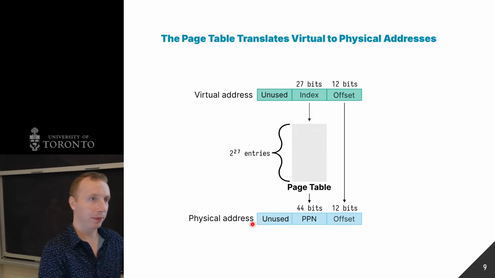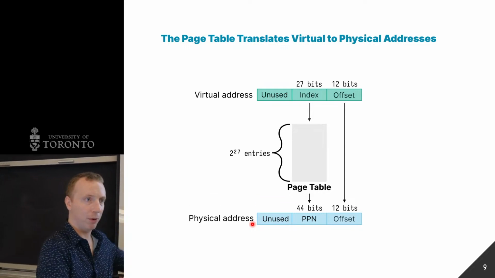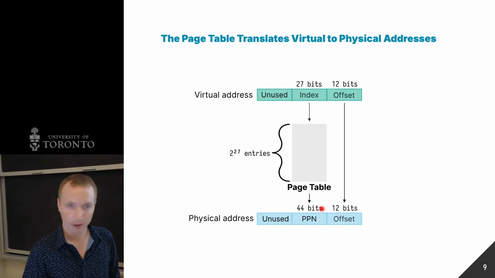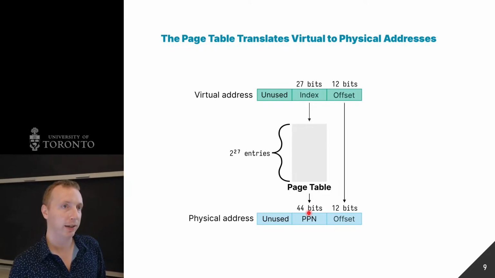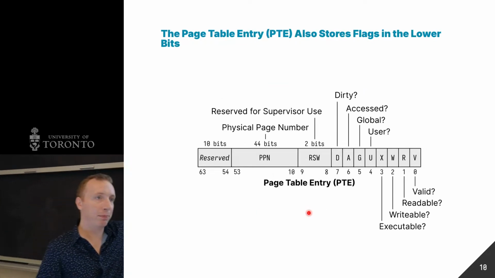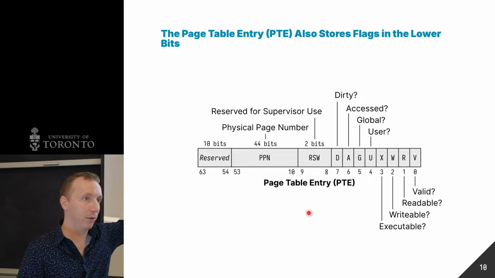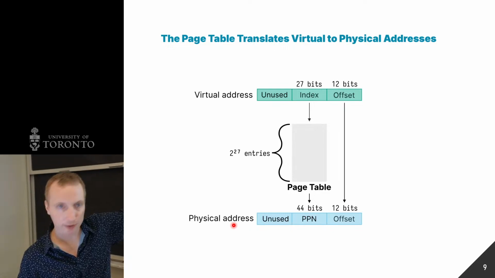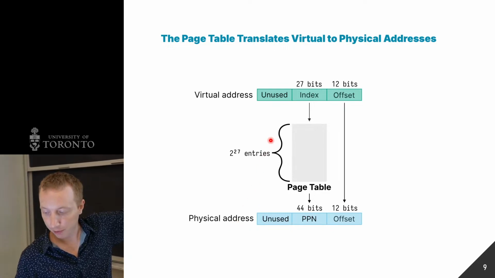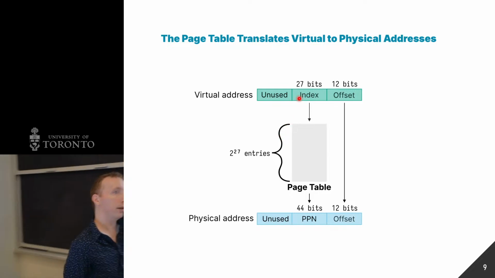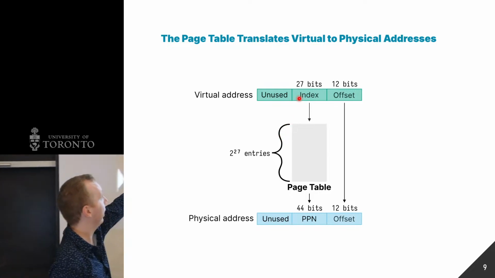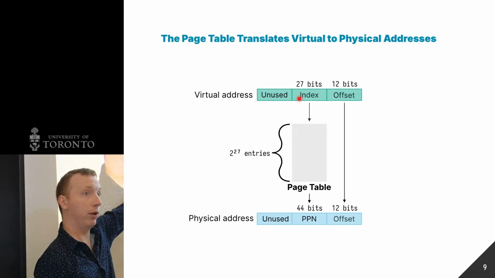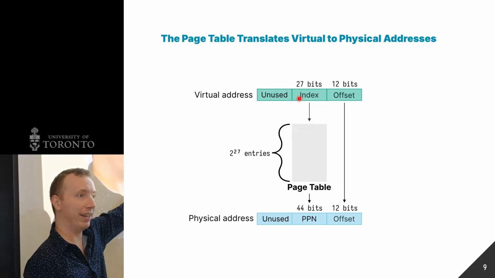The entry is always going to be the same size, even if I support more or fewer physical addresses. So say this number was only 40. That just changes how many bits are used there, but this would still consume 8 bytes. So supporting more physical addresses doesn't really cost anything. But if I wanted to support more virtual addresses, say I changed that to a 30, then that would increase the size of my page table, right? It would have 2 to the 30 entries now, which means it got 8 times bigger.